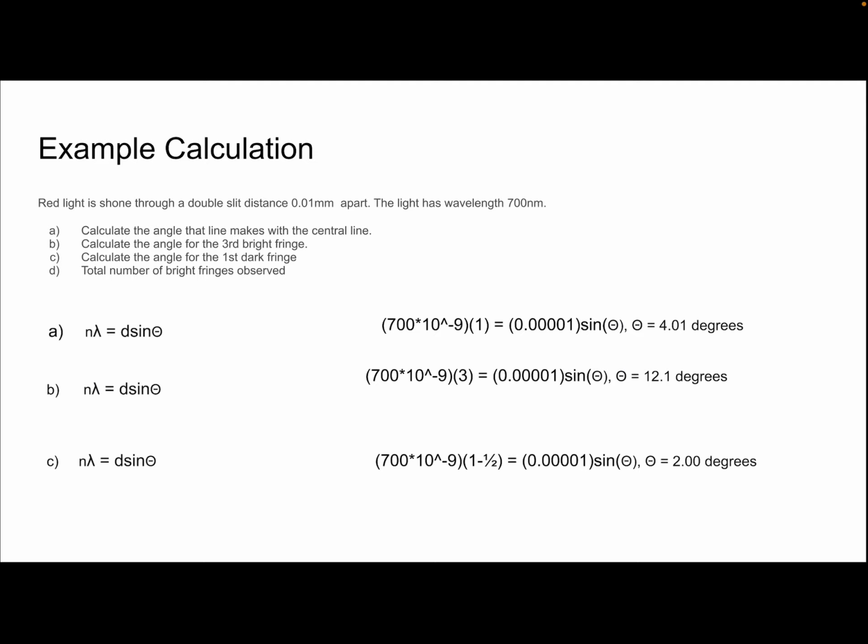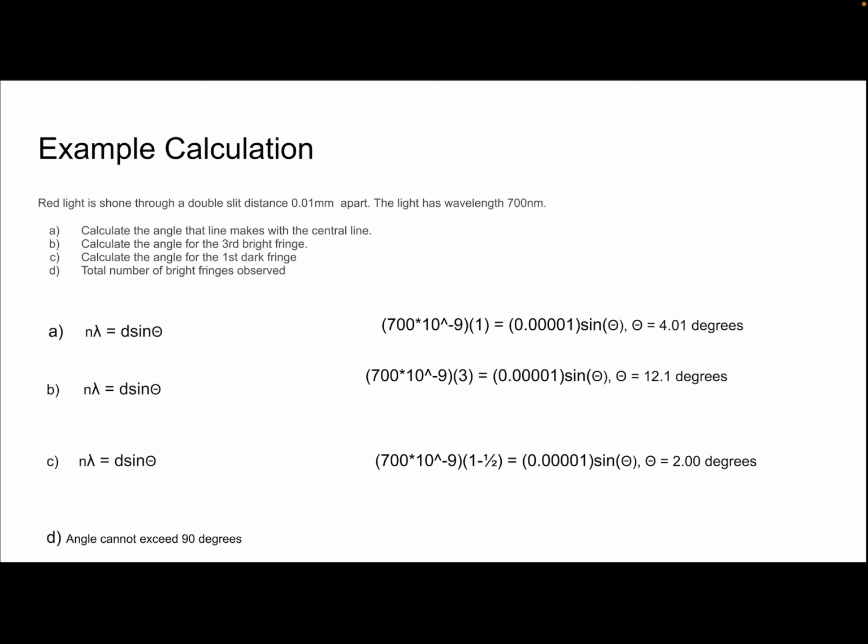So question D: we're trying to find the total number of bright fringes observed. The angle of deflection for any particular bright fringe cannot exceed 90 degrees. If it's exactly 90 degrees, then the light is going to go perpendicular to the source and it will never reach the screen, so it will not be observed on the screen. Therefore, fringes are only observed when the angle of deflection is less than 90 degrees. So our very maximum angle is 90.